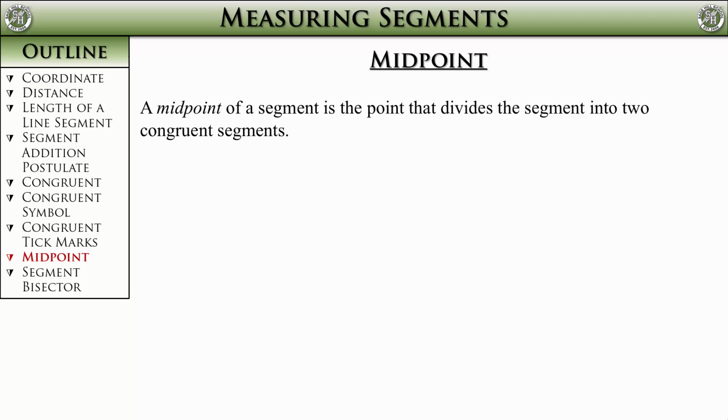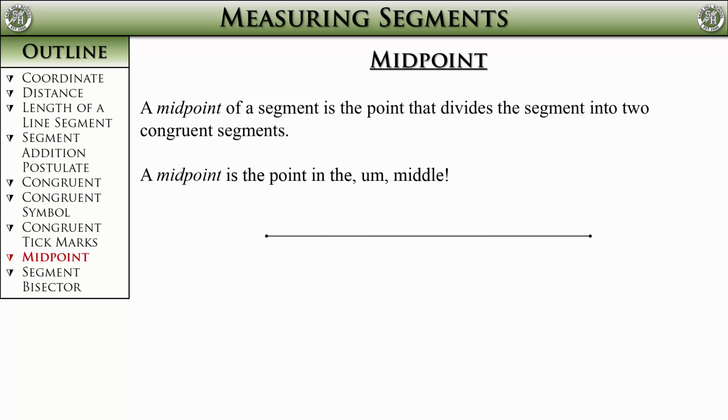Our next vocabulary word is a midpoint. Officially, a midpoint of a segment is the point that divides the segment into two congruent segments. But most people will simply remember that a midpoint is the point in the middle. Here's a line segment. The point in the middle is here. That is a midpoint since it divides the line segment into two congruent segments. That's all there is to a midpoint.